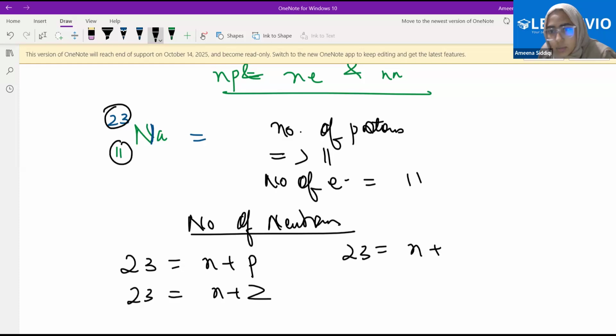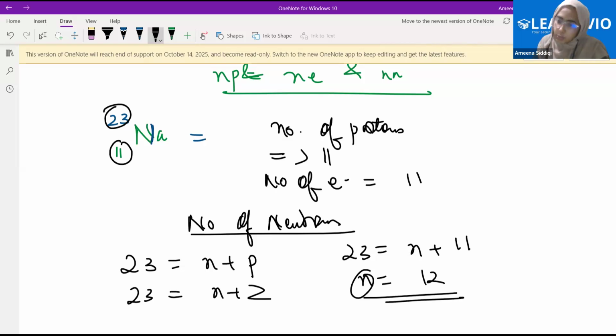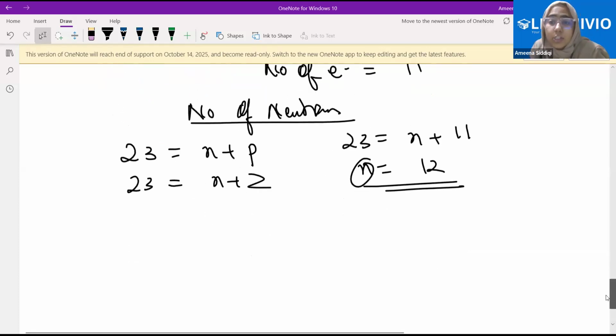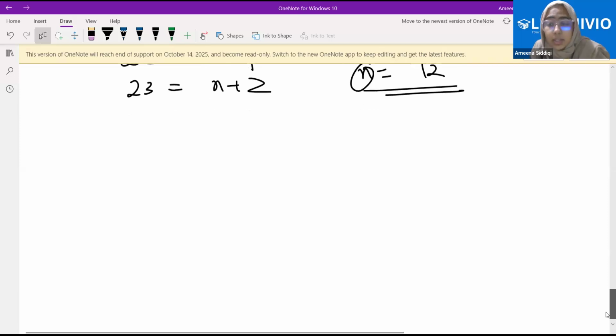What is the value of Z? You know that. Yes, 11. So N, that is the number of neutrons, will be 12. The number of neutrons comes out to be 12. Is it clear? Yes, ma'am. Anyone, any problem here? Please say. No, ma'am. Let's tell me the number of electrons, protons, and neutrons for aluminium.